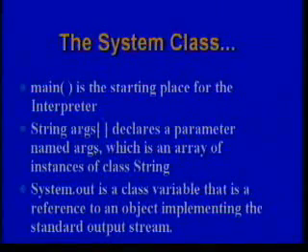So here, what is args? It is a symbol of an array. Args is an array of instances of the class String. System.out is a class variable. Now System is a class, and out is a variable in that class, a variable that is a reference to an object implementing the standard output stream.